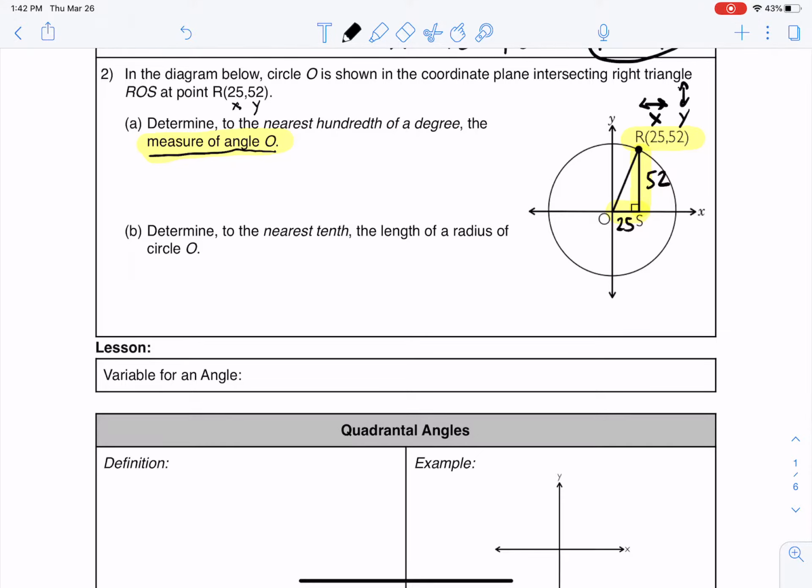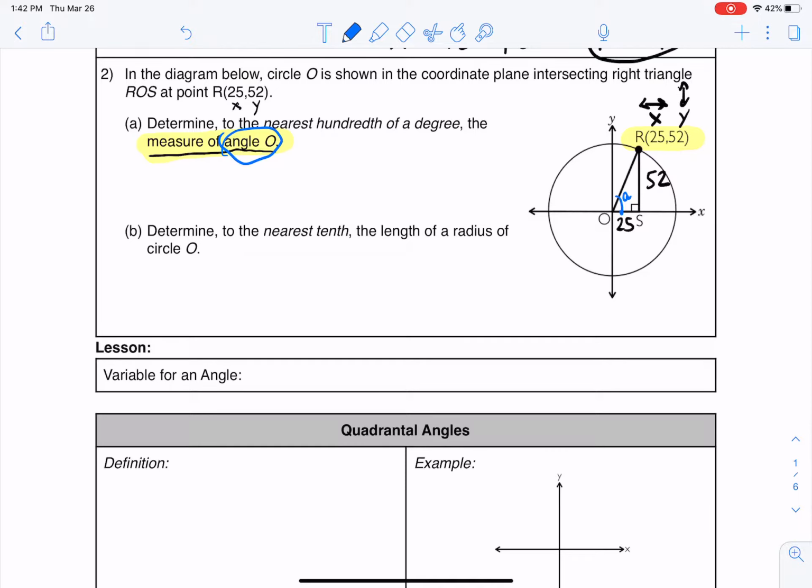And now remember, I'm looking for angle O. So I'm going to indicate angle O on my triangle here. I'll label that as what we don't know. So I'll write A for angle. I'll do that again because it got a little messy. So I'll label A for angle.